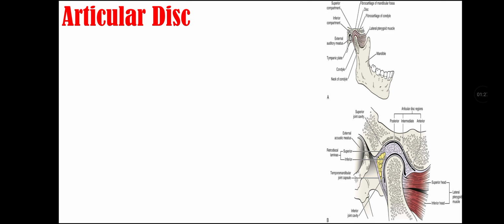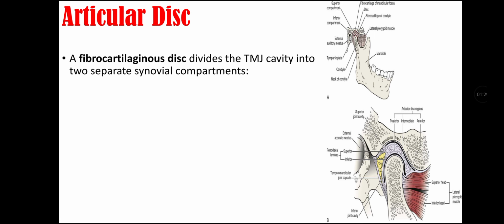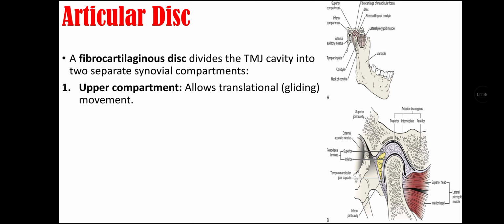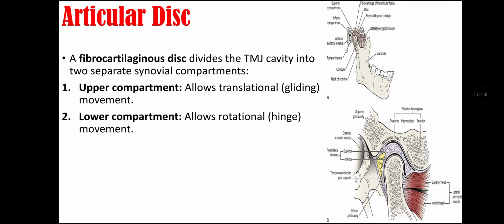Articular disc in the TMJ. This is a fibrocartilaginous disc that divides the TMJ cavity into two separate synovial compartments. First is upper compartment that allows translational movement or gliding movement, and second is lower compartment that allows rotational movements or hinge movements.